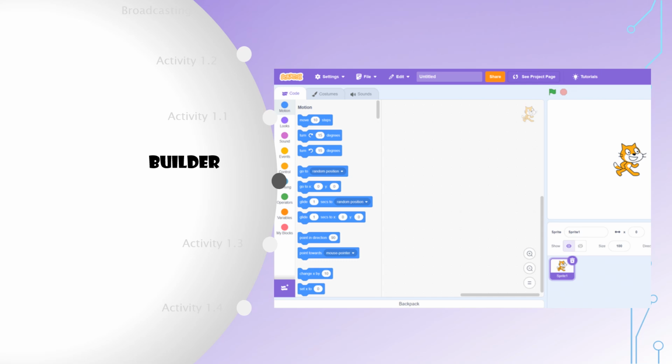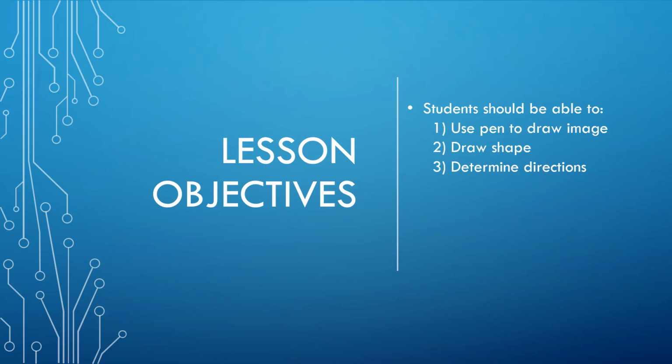The slide that you see now contains a user interface for Scratch. This will be falling under the tab of motion. You can see in this tab you have the blocks for moving forward or to turn the sprite to a different angle, or you can reset the cat's position. So this is how the user interface of Scratch would be.